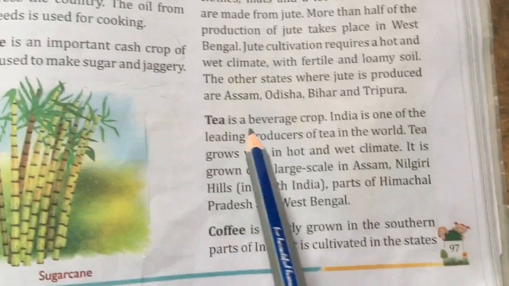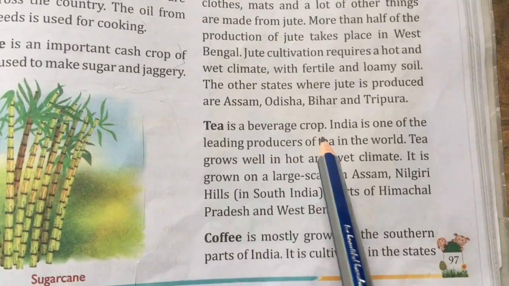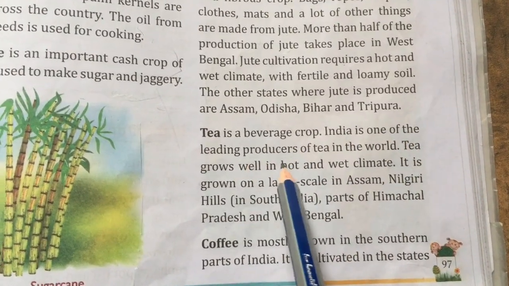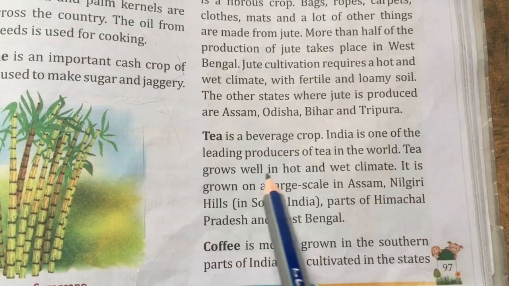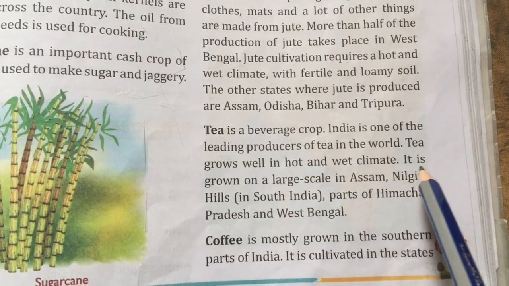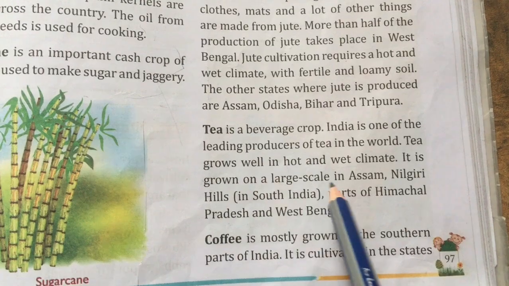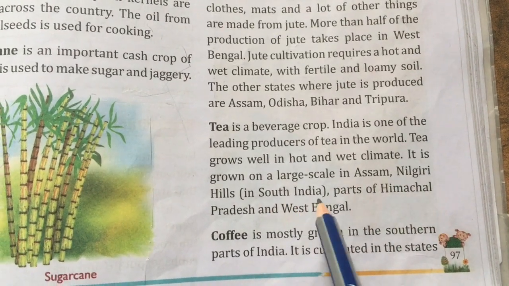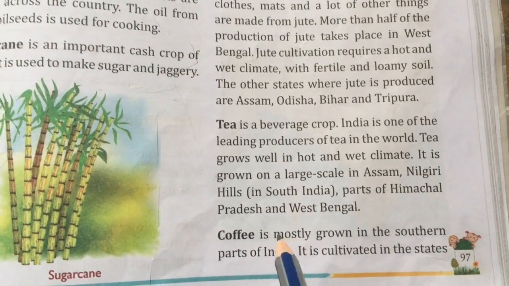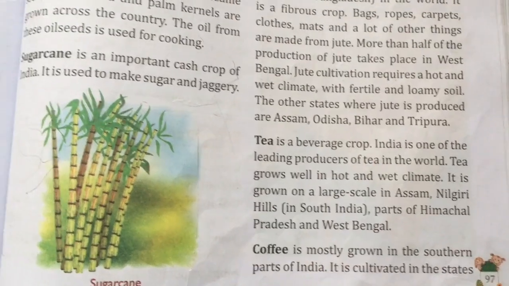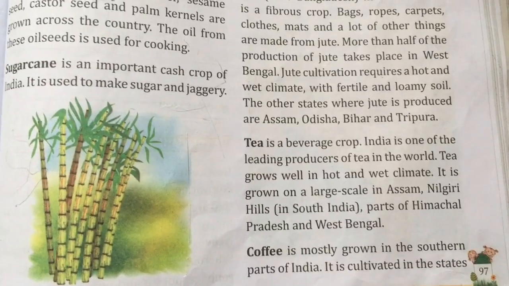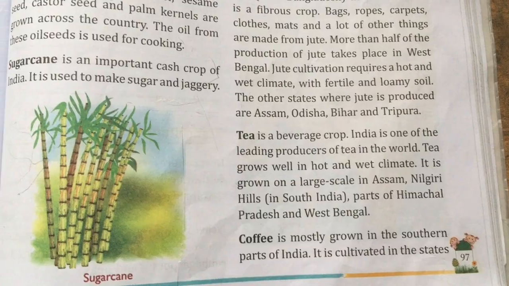Tea. Tea is another important cash crop. It's a beverage crop. India is one of the leading producers of tea in the world. Tea grows well in hot and wet climate. It is grown on a large scale in Assam, Nilgiri Hills in South India, parts of Himachal Pradesh and West Bengal.